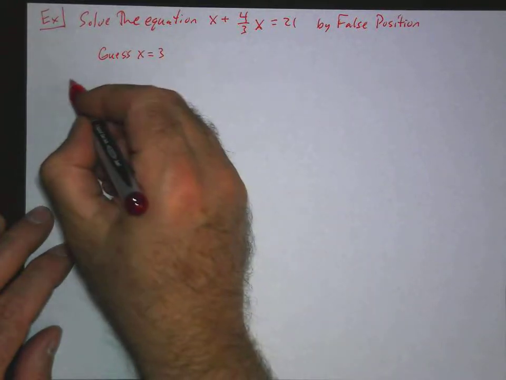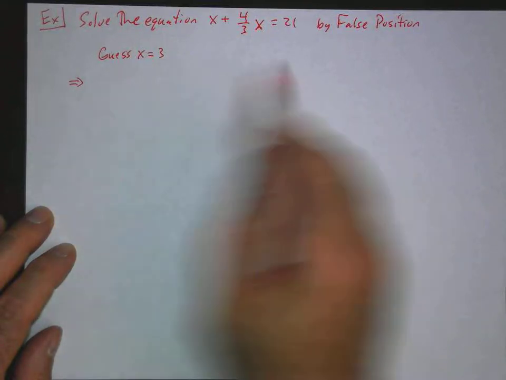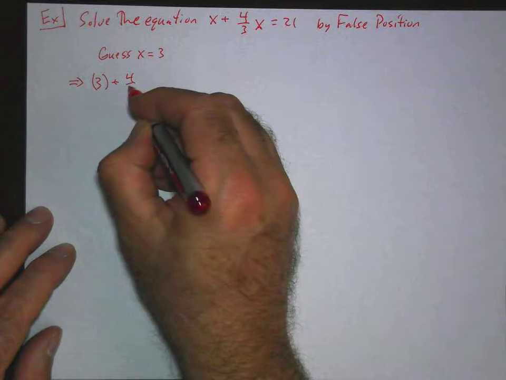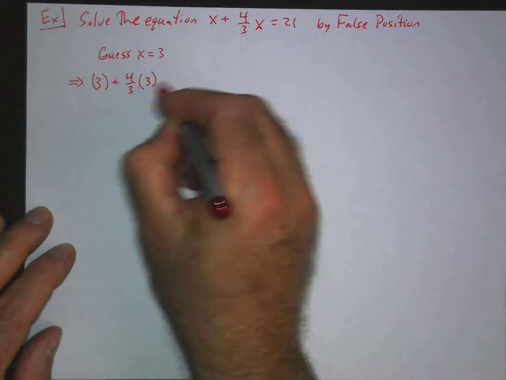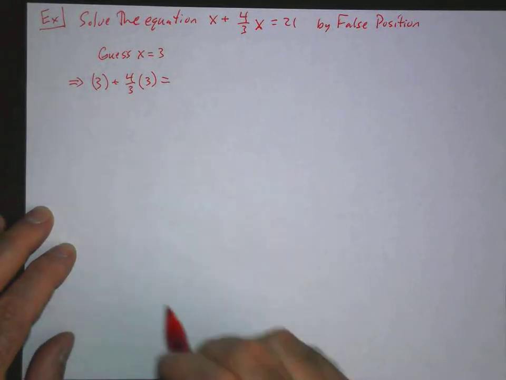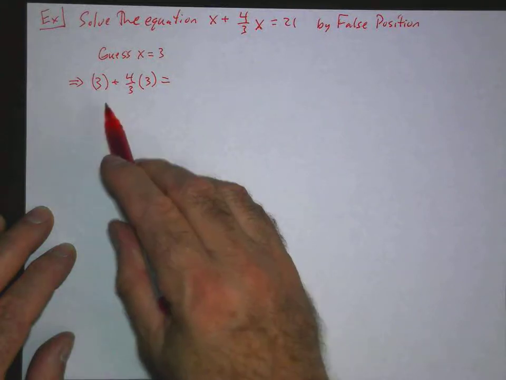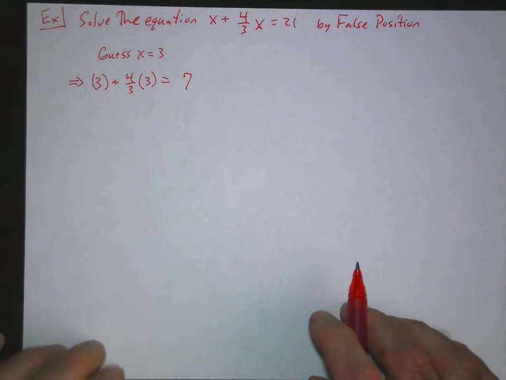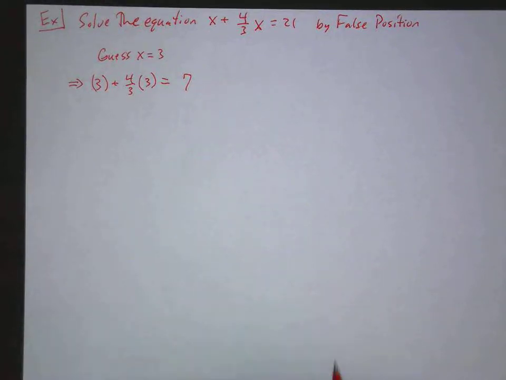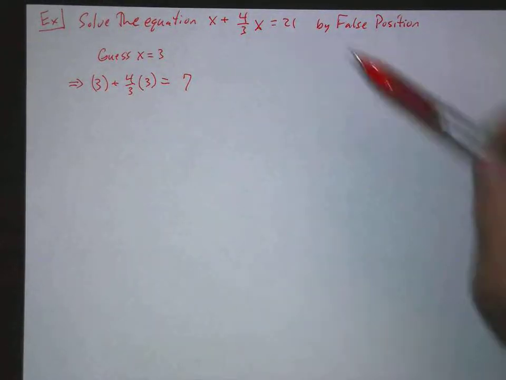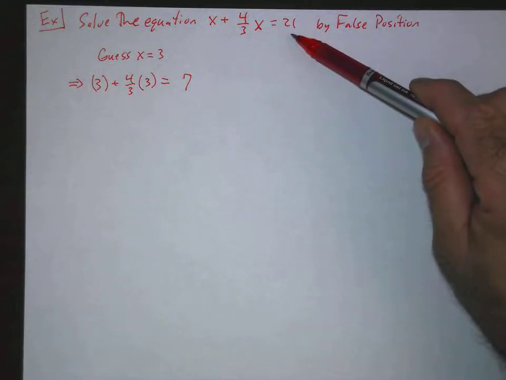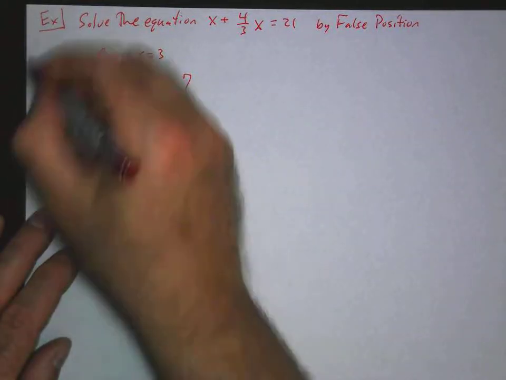And we plug in x equals 3. And what do we get? 3 plus 4 is 7. Okay. Well, that's where we're at right now. The only problem is the right-hand side should be equal to 21.